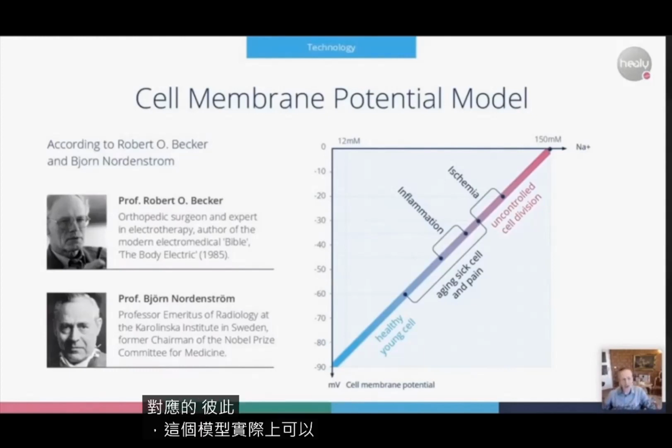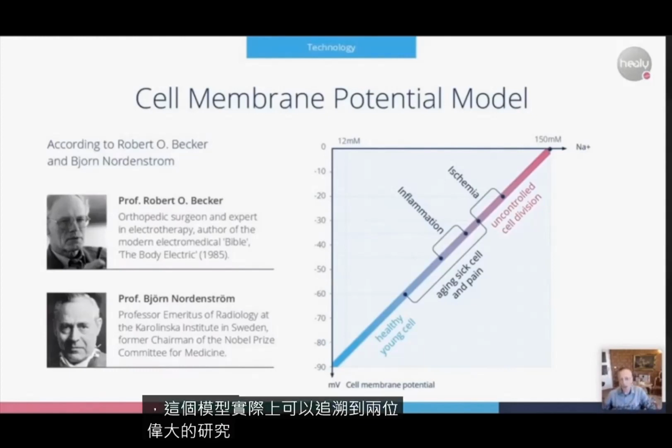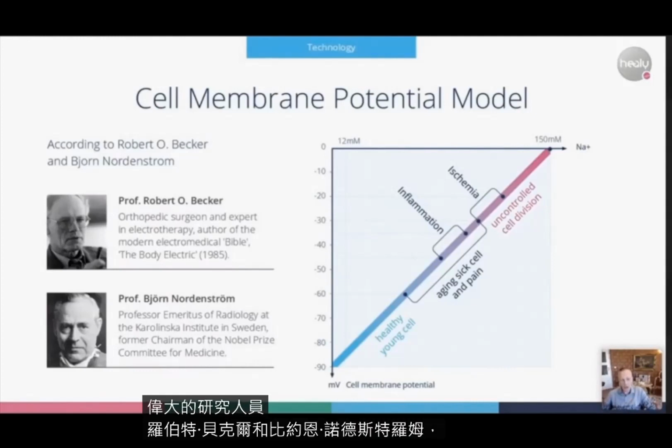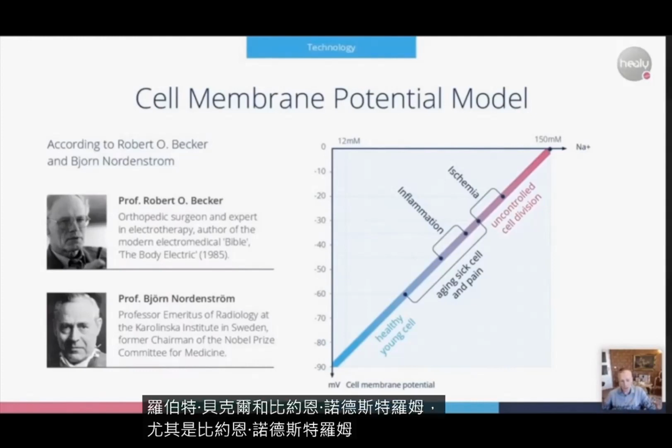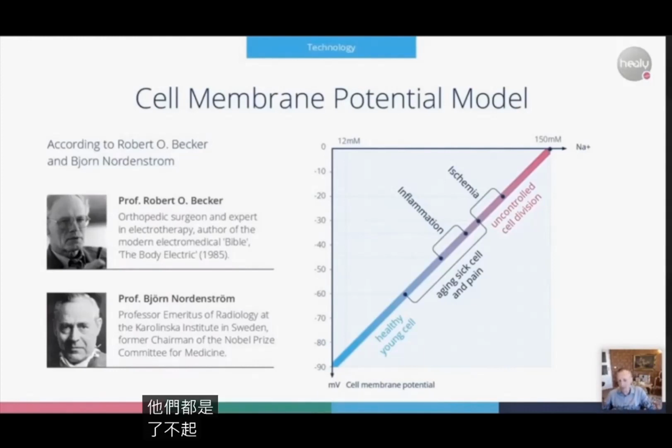And this model actually goes back to 2 great researchers, Robert Becker and Björn Nordenström, and especially Björn Nordenström. Both of them are amazing pioneers with a very strong standing in the scientific community. Björn Nordenström was even the former chairman of the Nobel Prize Committee for Medicine.